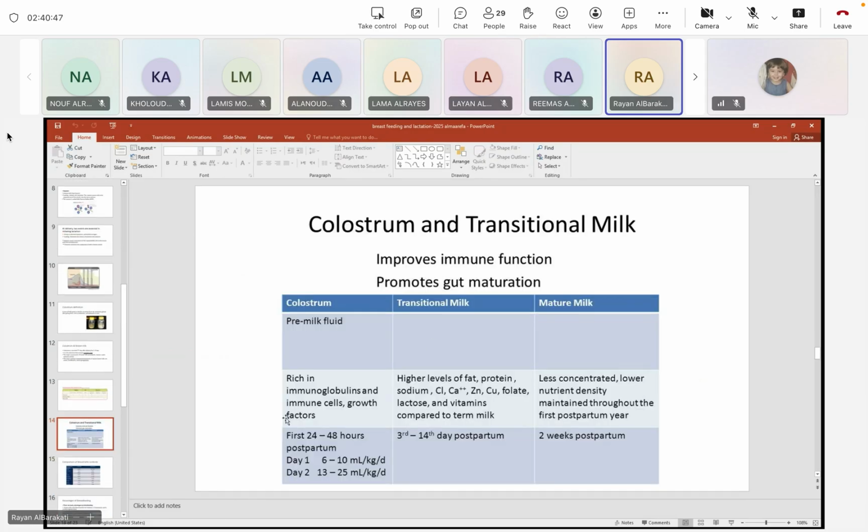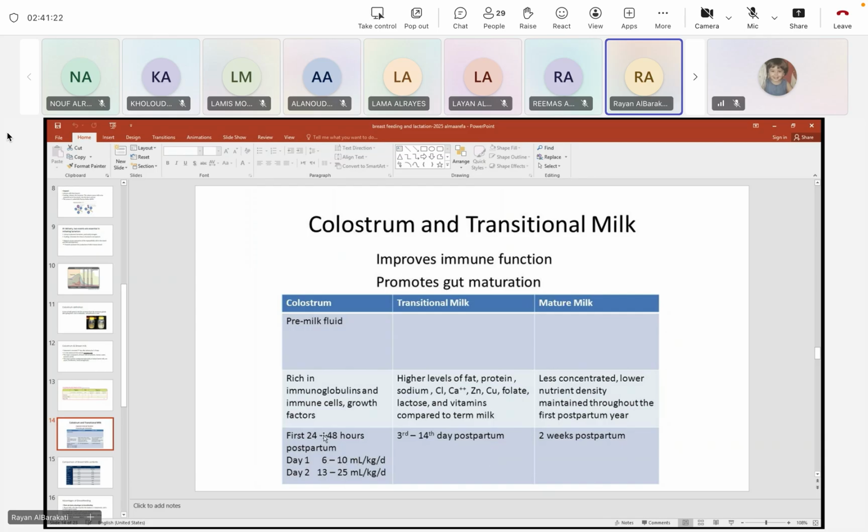If we look at the comparison between the colostrum, transition milk and mature milk, we will see that colostrum is richer in immunoglobulins, immune cells and growth factors than the others. It is more concentrated. This is less concentrated. Also, we can see that the kilocalories are different. Also, the amount of milk will increase by day.